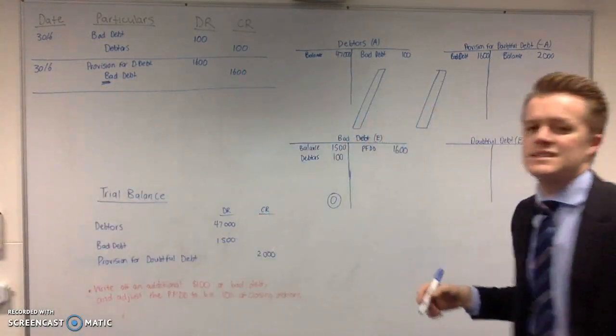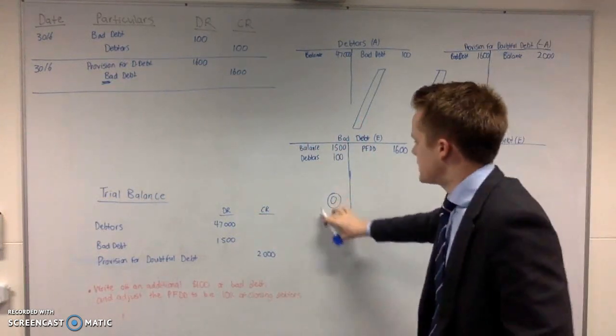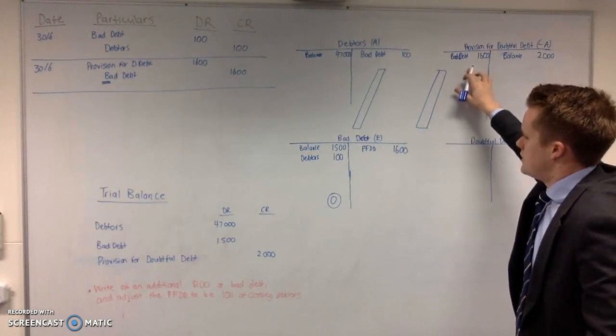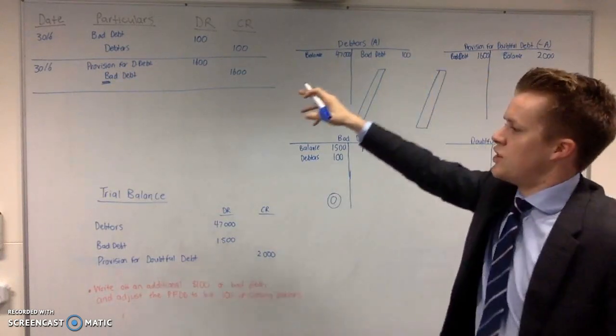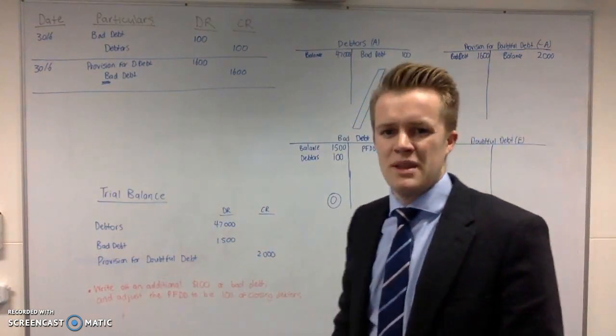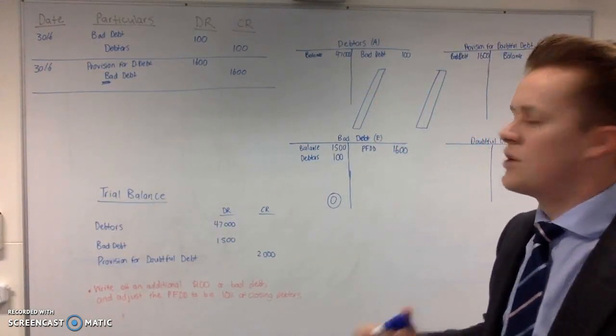Okay, so that's step number 3 done. Alright, we've closed off bad debt, taking the balance down to 0 to the PFDD account. Alright, and then done the journal entry for that there. Okay, step 4, and probably the hardest part. Alright, adjusting the PFDD to the correct amount.